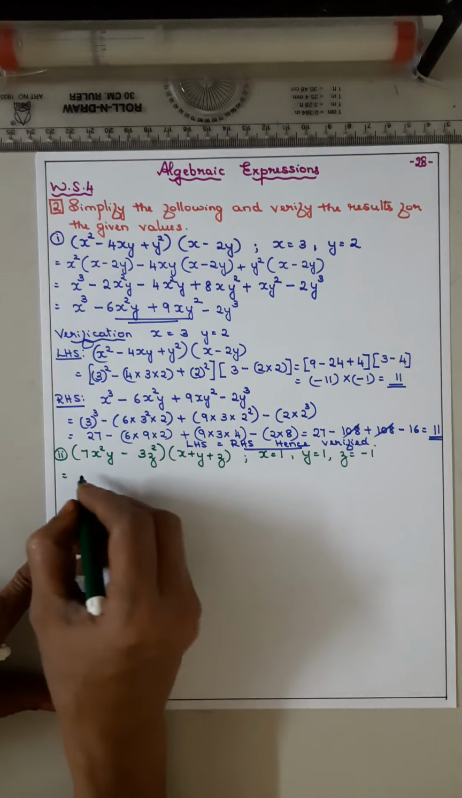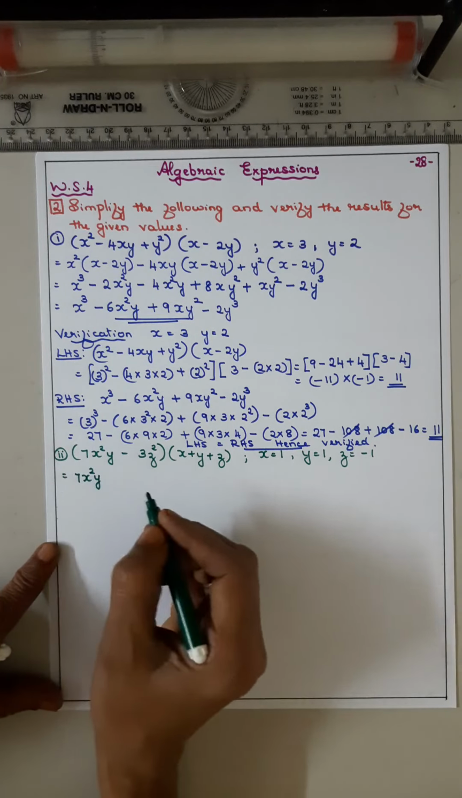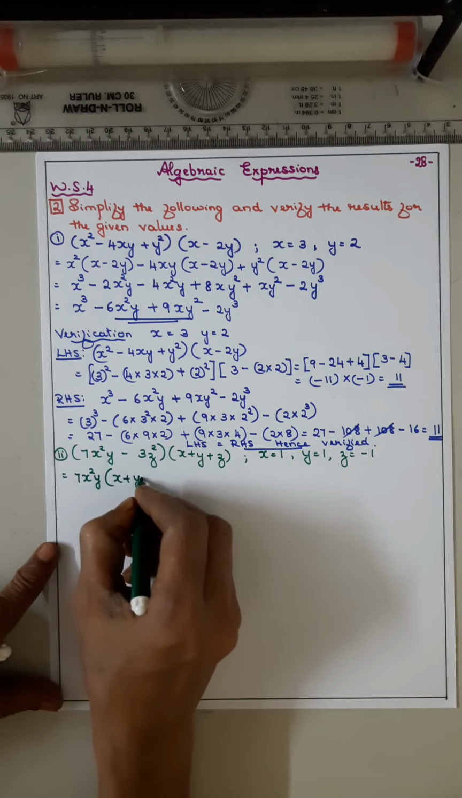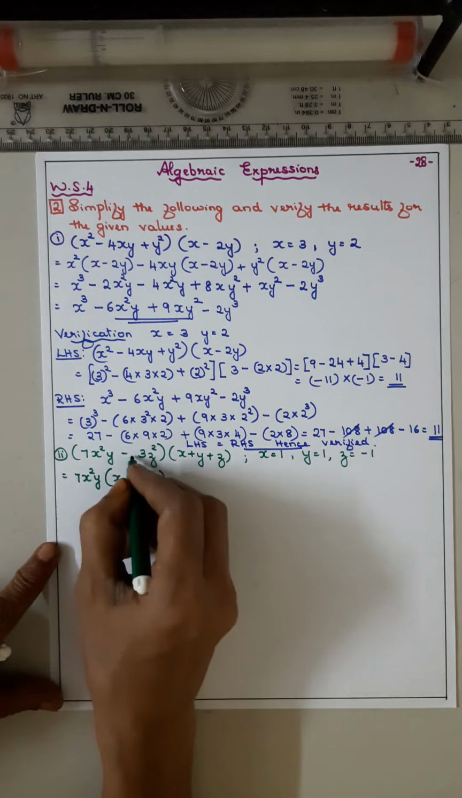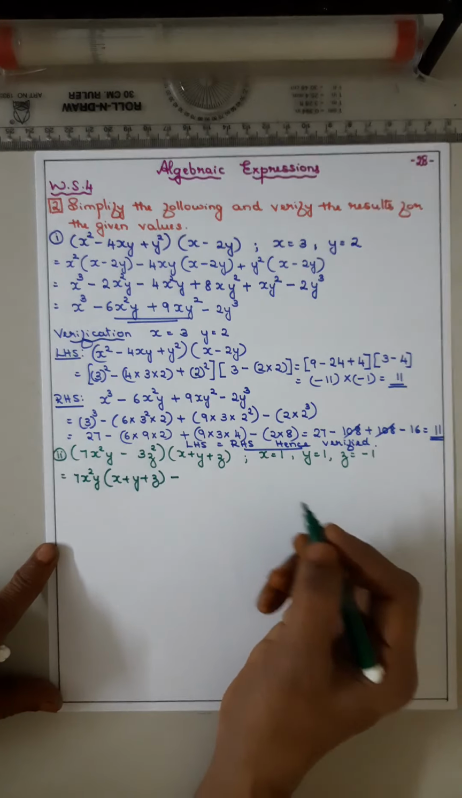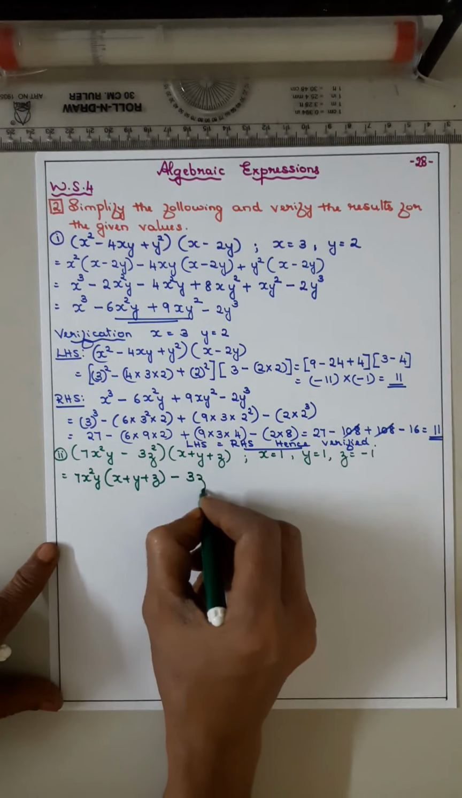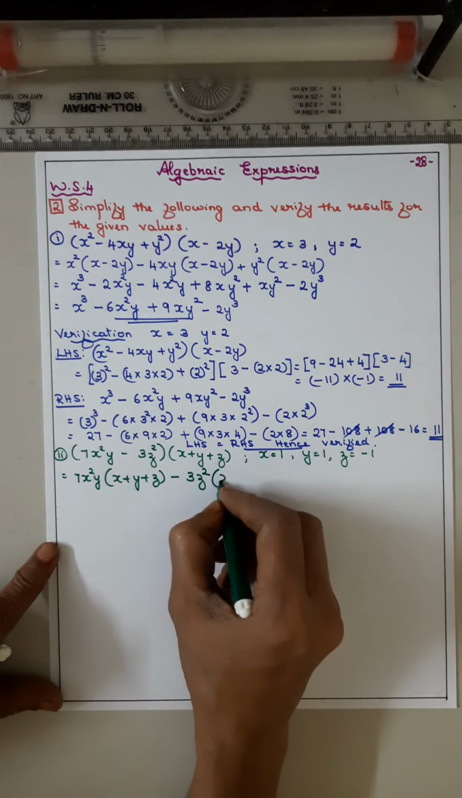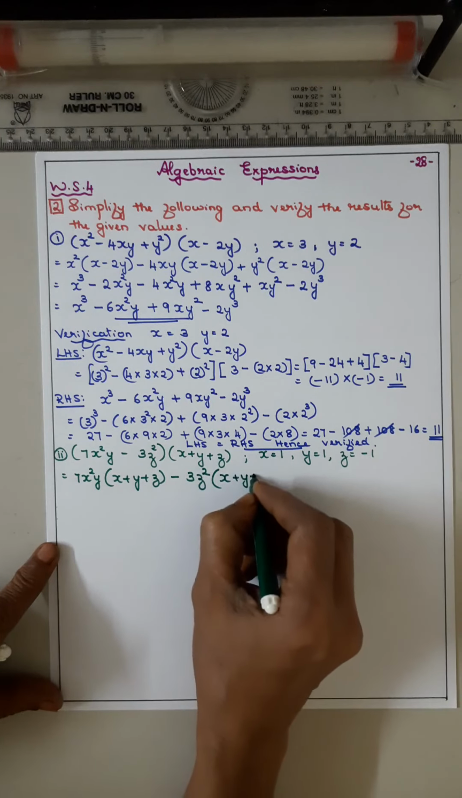Okay, first step is first term 7x squared y. Now second expression is x plus y plus z. Now here the second term is minus 3z squared, bracket open, second expression x plus y plus z.